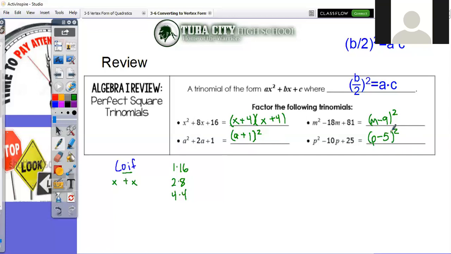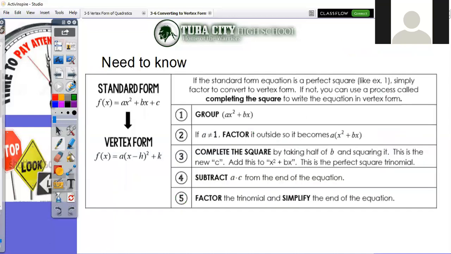And again, this is kind of a review, but I also know that it was a long time ago, and with all the stuff going on, I'm not sure how good everybody is with factoring and all that stuff. So let's move on. So again, we're taking standard form and turning it into vertex form. So here are the steps.